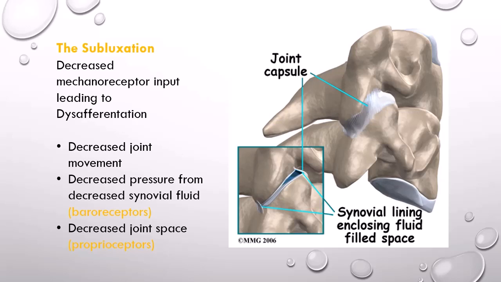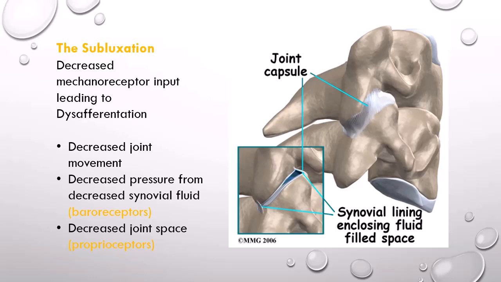Now, these spinal joints, these facet joints, are typically synovial joints, which means that they have a synovial membrane with synovial fluid between them to allow motion of the spine. Synovial fluid is produced through proper movement of the joint. So if we don't have proper movement of the joint, we do not create any synovial fluid. If you don't have enough synovial fluid in the joint, it will lead to decreased mechanoreception input coming from that joint into the spinal cord.